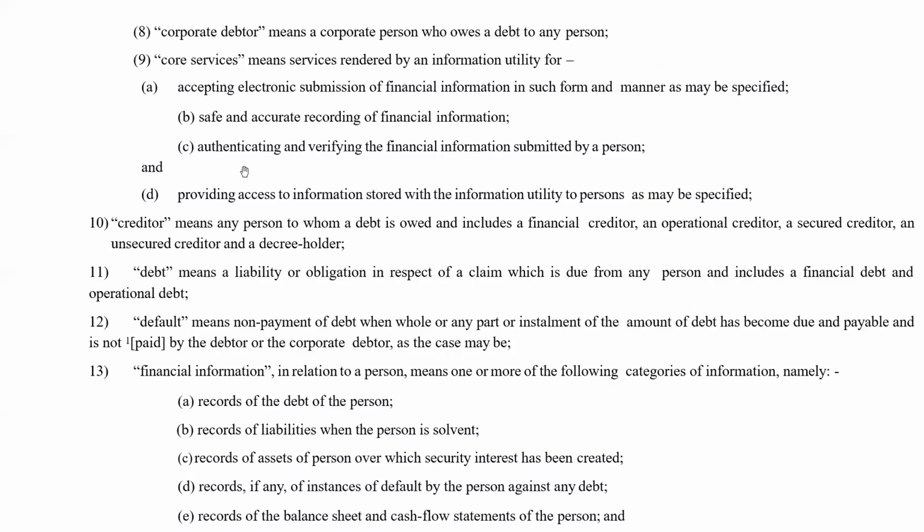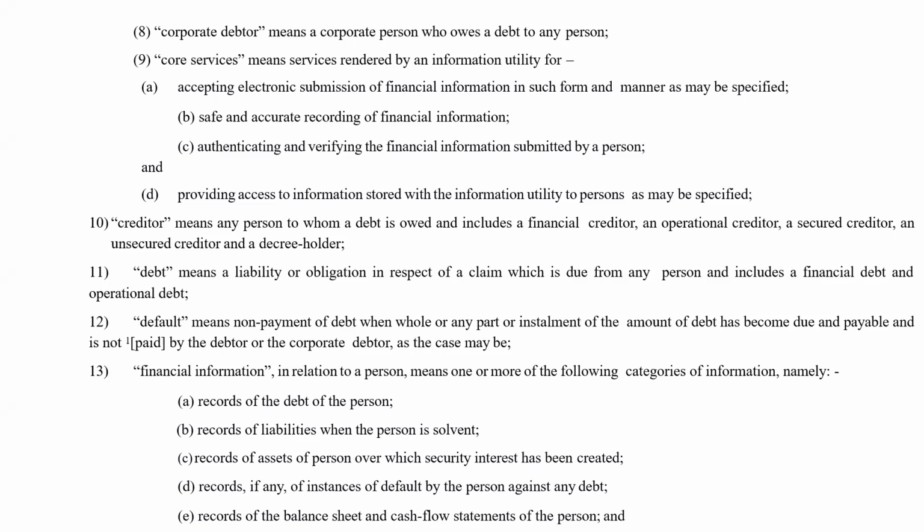Corporate debtor. Corporate debtor means a corporate person who owes a debt to any person. So there could be a debtor, there could be a corporate debtor. If an individual or a partnership firm has to give some money, then they will be covered under debtor. But if the company has to give the money, then it will be covered under corporate debtor. Creditor means someone who has to receive the money.